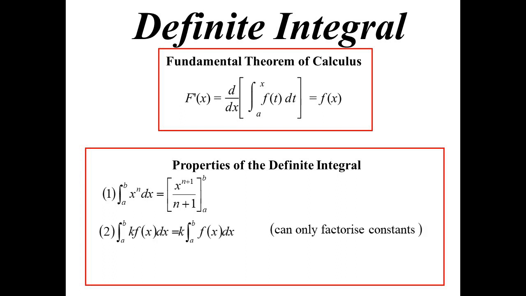When we factorise, you can only factorise out constants. That's essentially what this one's saying. So if you want to factorise outside the integral sign, you can pull constants out, but you can't pull out pronumerals. The third one, similar to differentiation, is basically saying you can integrate each bit individually.